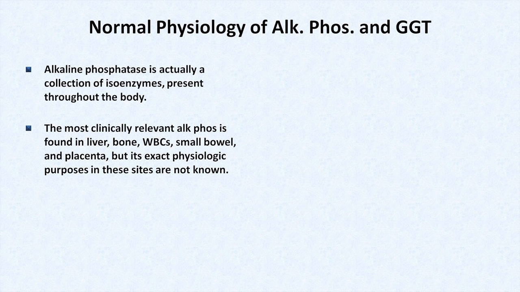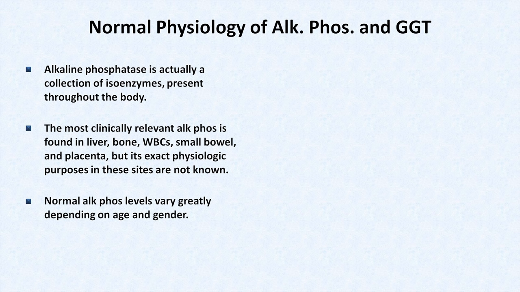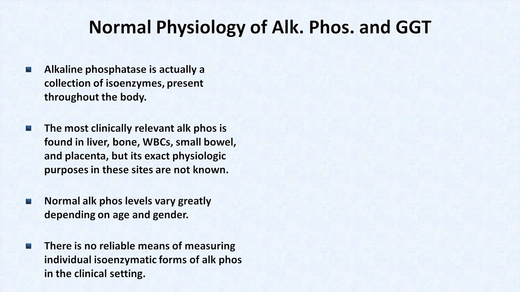Normal ALK-phos levels vary greatly depending on age and gender, and even depend upon blood type. And unfortunately, although ALK-phos exists as different isoenzymes, with different forms coming from different organs, there is no reliable means of testing for individual isoenzymatic forms. Because of this problem, we need the GGT.